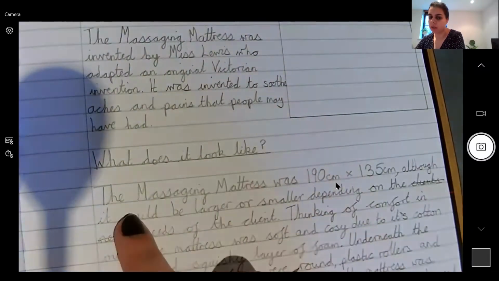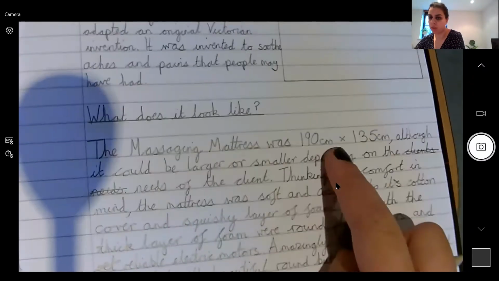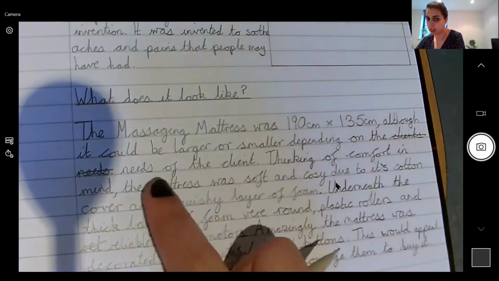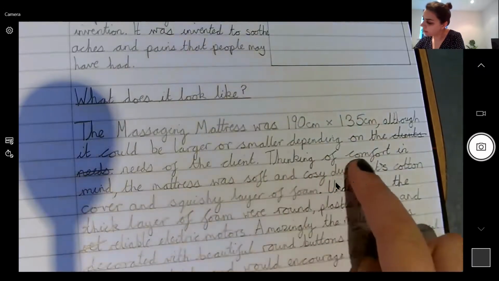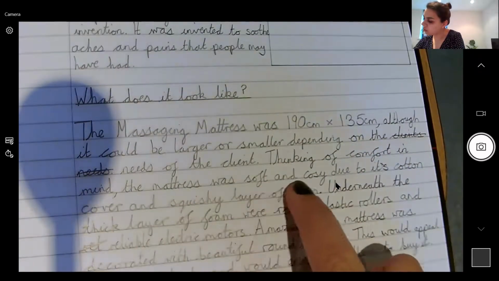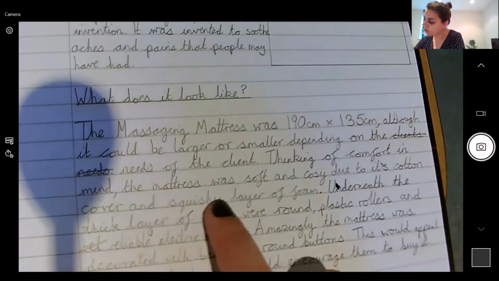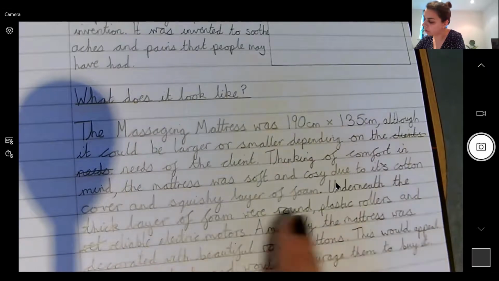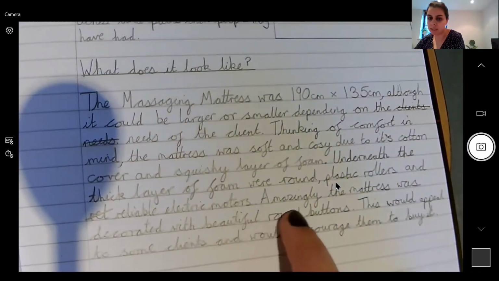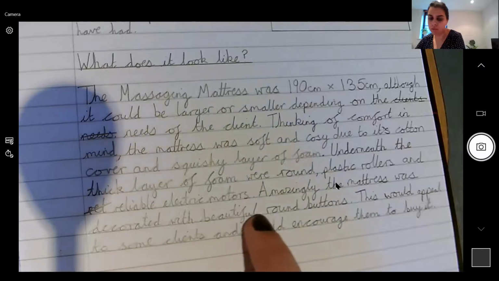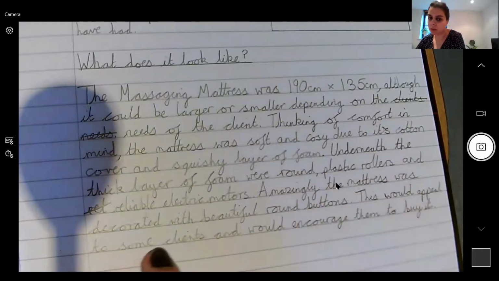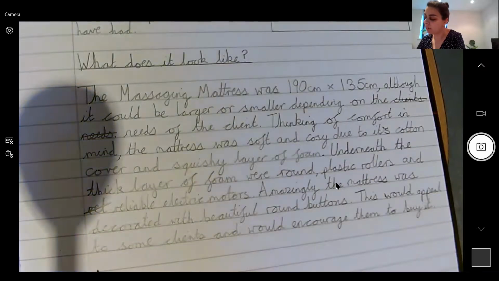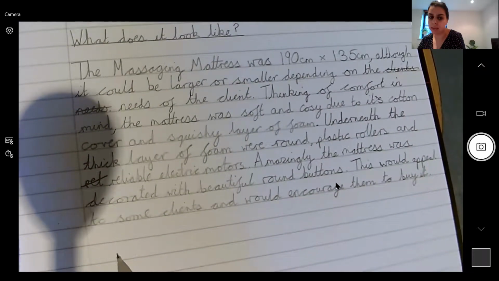What does it look like? The massaging mattress was 190 by 135 centimetres, although it could be larger or smaller depending on the needs of the client. Thinking of comfort in mind, the mattress was soft and cosy due to its cotton cover and squishy layer of foam. Underneath the thick layer of foam were round plastic rollers and reliable electric motors. Amazingly, the mattress was decorated with beautiful round buttons. This would appeal to some clients and would encourage them to buy it. Then I would go into my next one. So I would leave a space and I would then write my next subheading here.